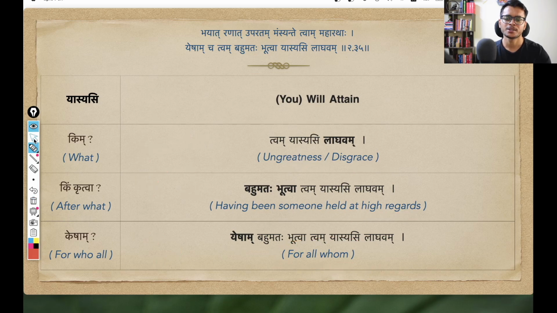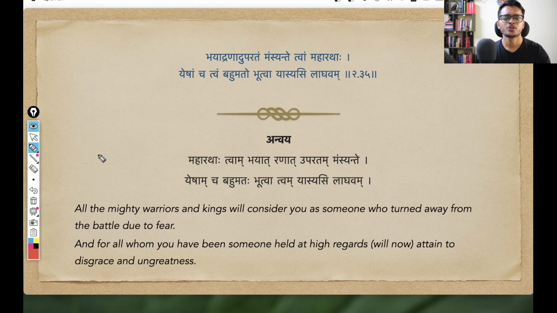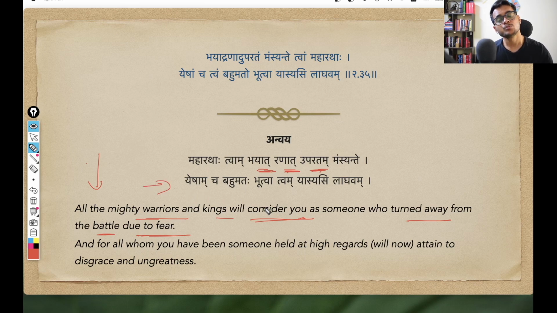So I hope all these padas, everything is clear. Now let us quickly see the anvaya along with the anuvada also. Continuing with the same chain of thought that Krishna displayed in the previous shloka, he is saying, Maharatha tvam bhayat ranat uparatam mamsyante. All the mighty warriors and kings will consider you, mamsyante, as someone who turned away from the battle due to fear. Ranat uparatam, turned away from the battle, and bhayat, due to fear. And then Krishna continues and says, Yesham cha bahumataha bhutva.